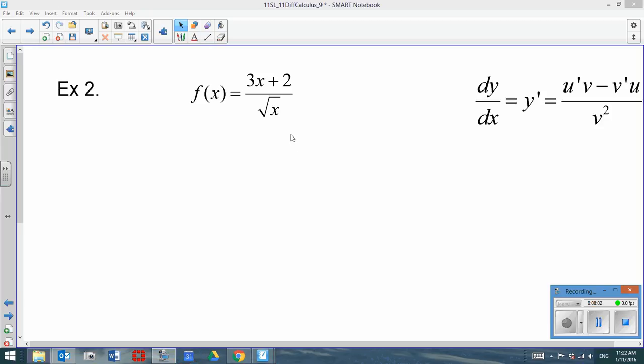All right, guys, so for example 2, we're going to leave you guys in charge of identifying your u and your v, applying the quotient rule, and we'll check this next class.